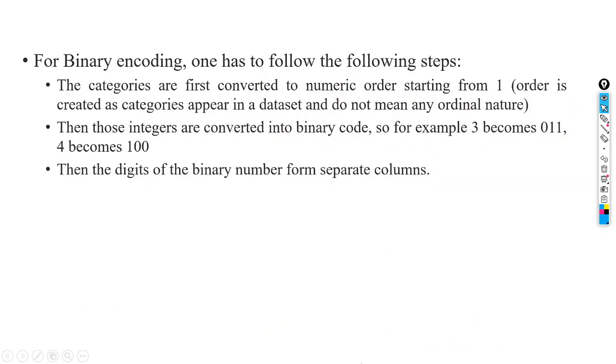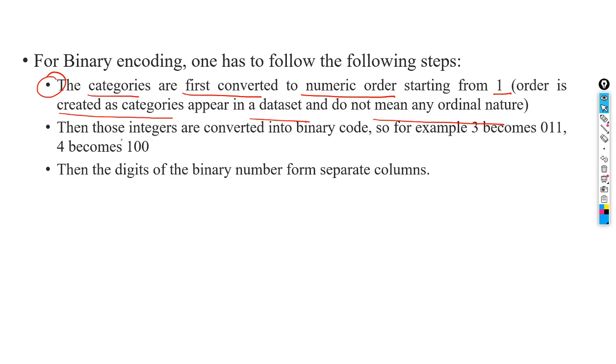So for binary encoding, what are the steps? These are the steps. First, categories are converted into numeric order starting from the number 1. They are created as categories appear in the data set and do not mean any ordinal feature. Please don't be confused about this point, I will explain in the practical.